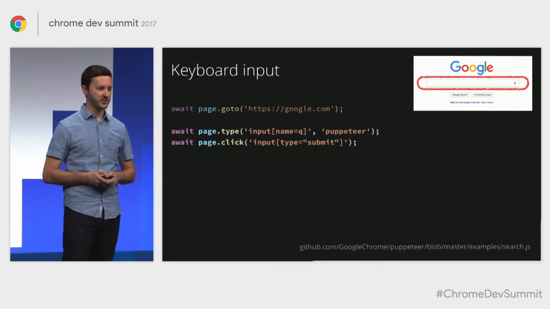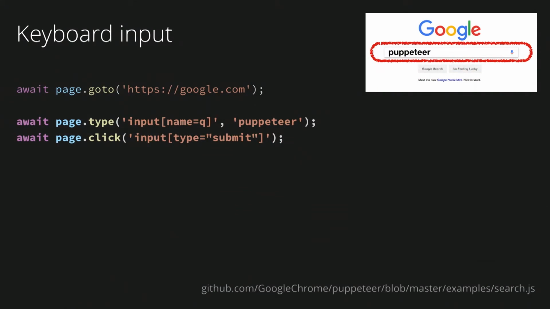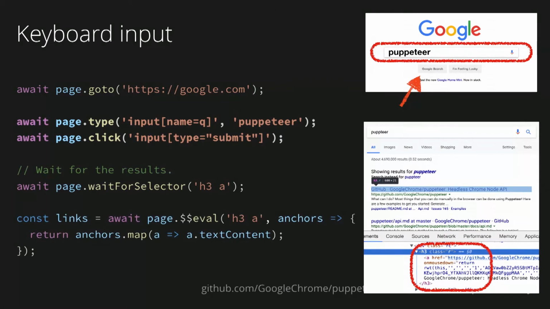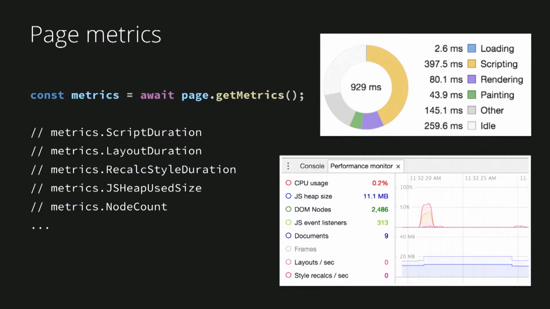Keyboard input. I can navigate to google.com. I can pull off the DOM element, the search input, type in the word Puppeteer using page.type, click Google search, wait for the search results to come. Each of those search results is an H3 with an anchor tag. I'll just wait for that selector to be visible, and then just run over those links and print those to the console. So I'm just scraping content here from google.com using Puppeteer's APIs.